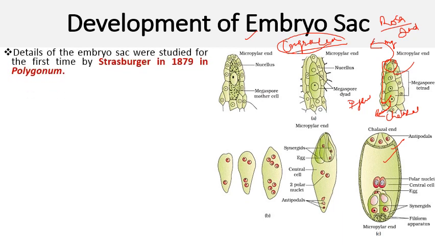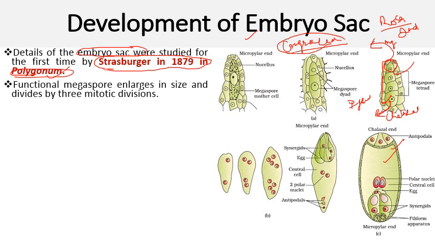And the details of the embryo sac development were first studied by Strasburger in 1879 in Polygonum. So Strasburger ने सबसे पहले स्टडी किया है embryo sac की developmental details को in 1879 in Polygonum. इस प्लांट में इन्होंने सबसे पहले स्टडी किया है. Then the functional megaspore enlarges in size and divides by 3 mitotic divisions. जो megaspore है functional megaspore, out of 4 only 1 remains functional और बाकी 3 disintegrate हो जाते हैं.